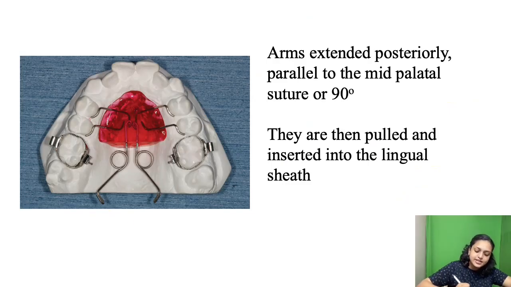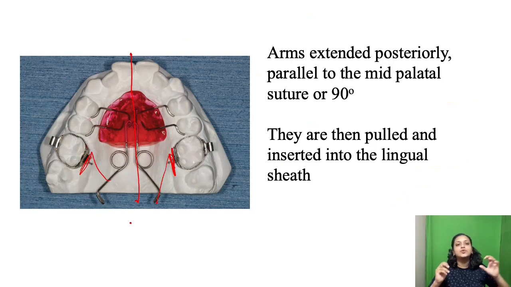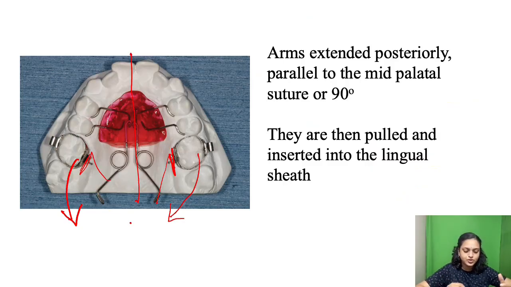The arms are extended posteriorly 90 degrees parallel to the mid-palatal suture and then pulled and fixed into the molar tubes. So these TMA wires have a good amount of memory. So what happens is when you are going to push it back, the activation will be there and the molar is going to move distally. So this is how the molar distalization works. These arms are pulled back and inserted into the molar tube.